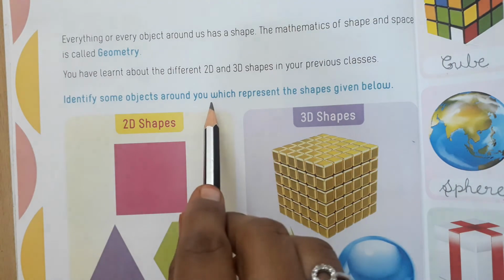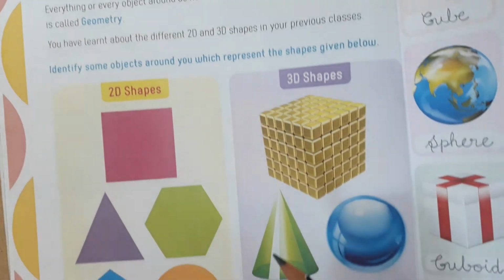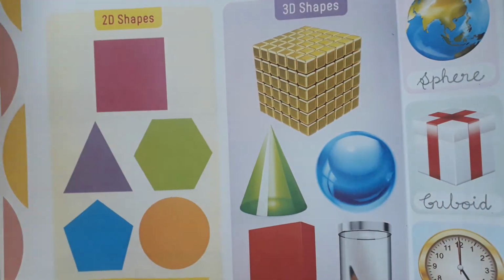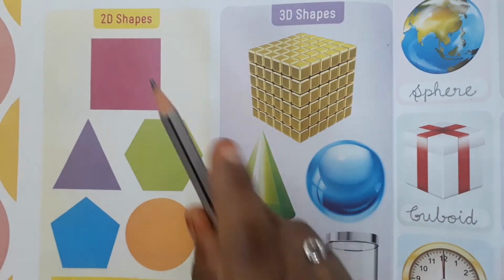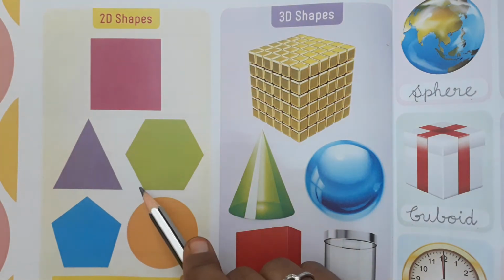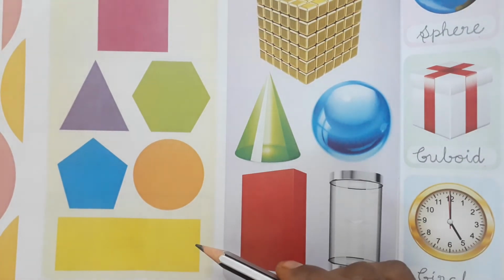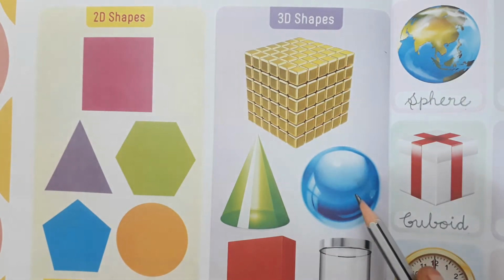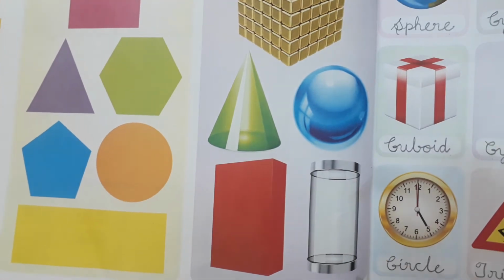Identify some objects around you which represent the shapes given below. So look here. These are the 2D shapes and 3D shapes. In 2D shapes, what is this? This is a square, triangle, hexagon, pentagon, circle, rectangle, and cube, cone, sphere, cuboid, cylinder. These are the 3D shapes.